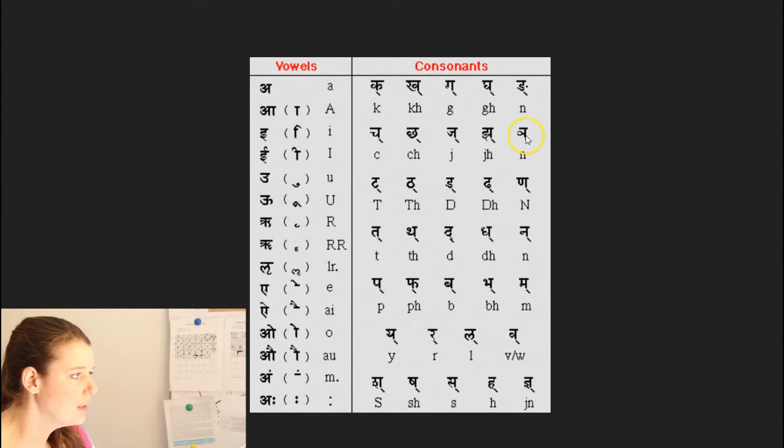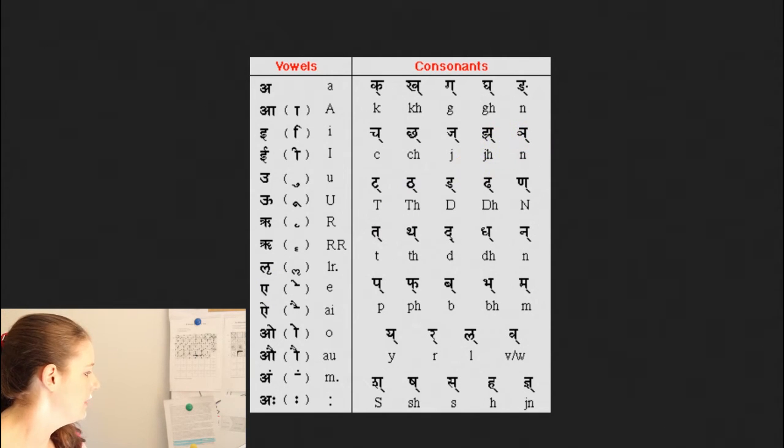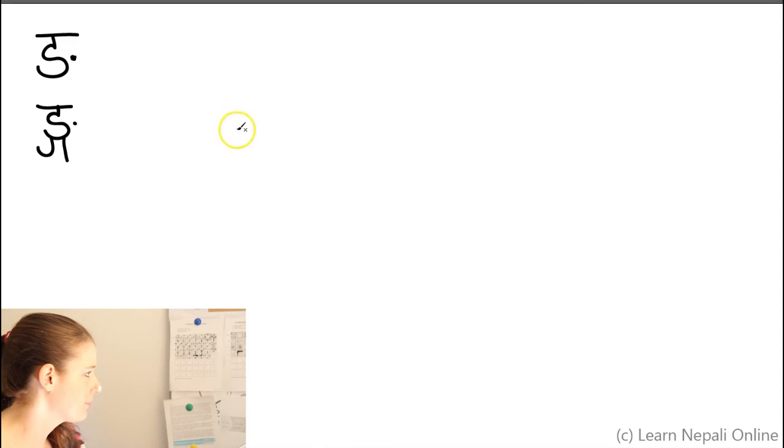So next we have the palatal sounds, and the palatal sound is this one, and it's pronounced nya. So it's palatal, between the tongue and the roof of the mouth, nya. And let's just write it. It's written like this, nya.